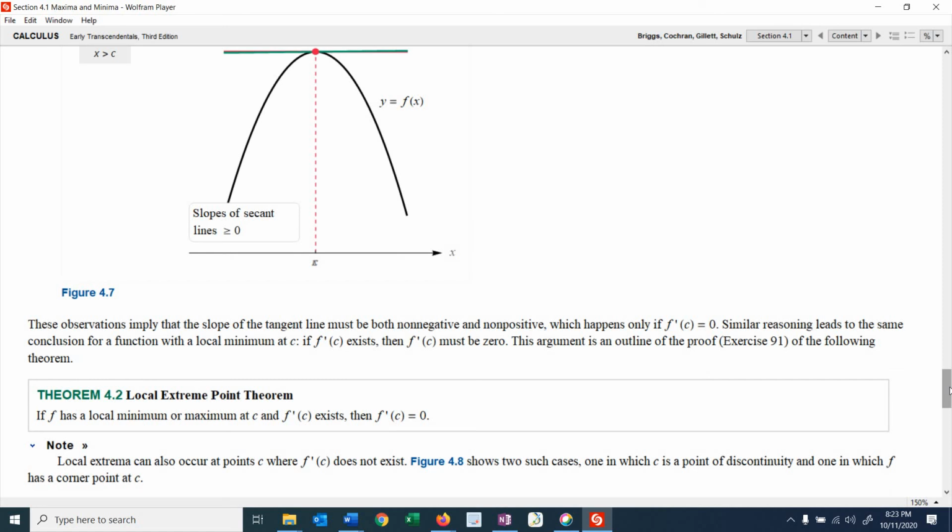Okay, so in the next video we'll do some examples where we actually find the location of local minimums and local maximums.